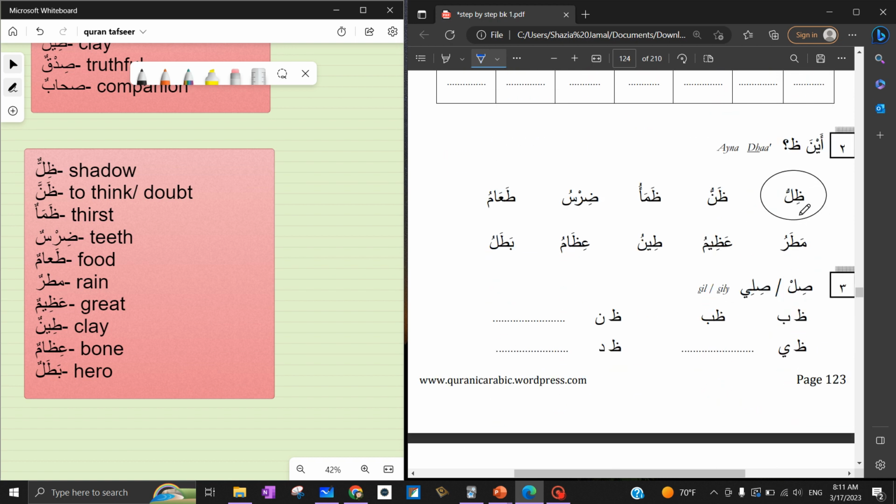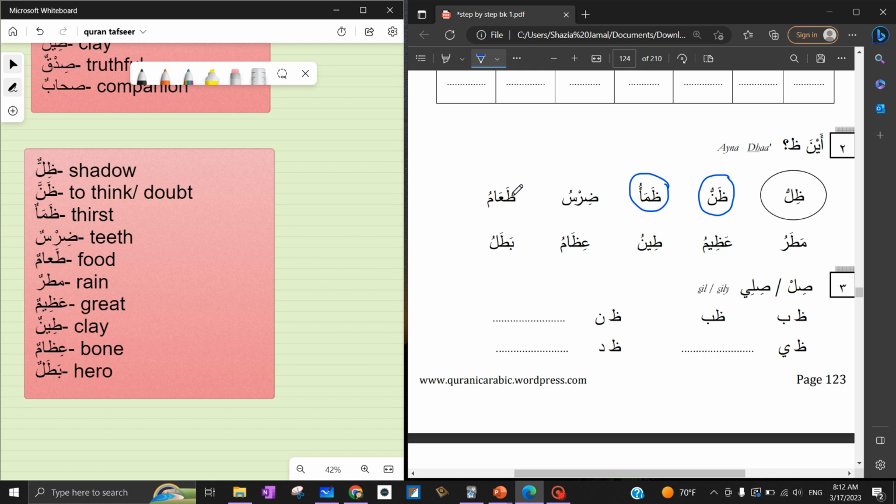Aina wa. Dhillu, shadow. You can take the meanings from here. Dhillu is a shadow. Yes, there is. Vannu, to think or to doubt also, when you doubt or when you think, like thinking too much, so you are doubting. So the meaning is the same. You can find the wa in the initial. Dhama'u is the thirst. Yes, there is wa. There is no wa.